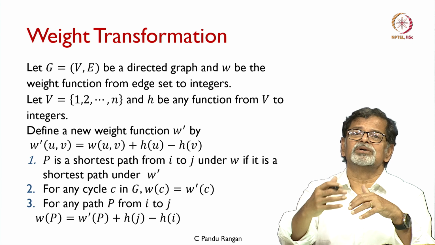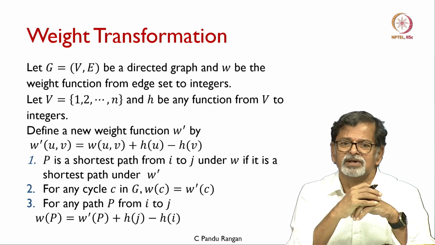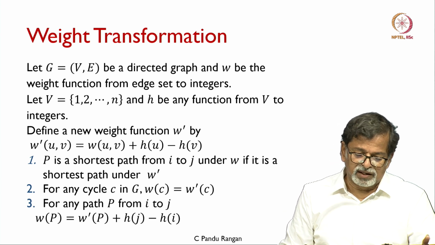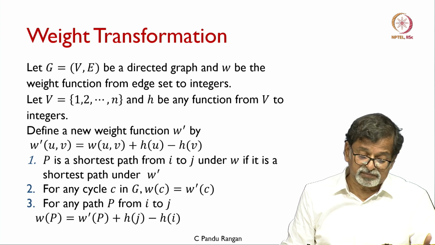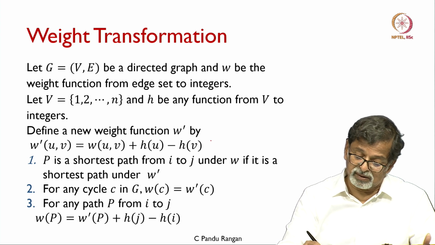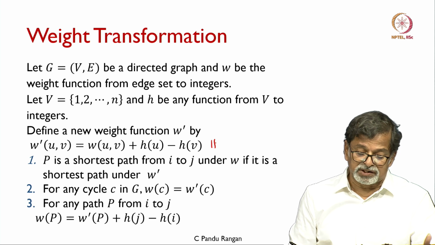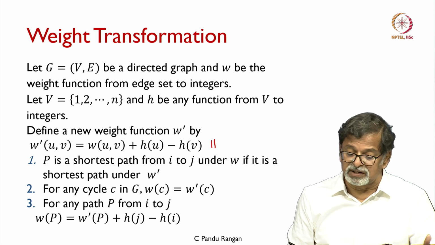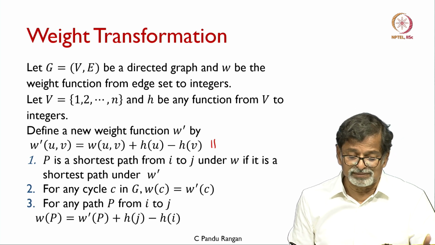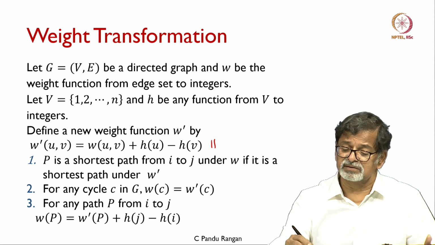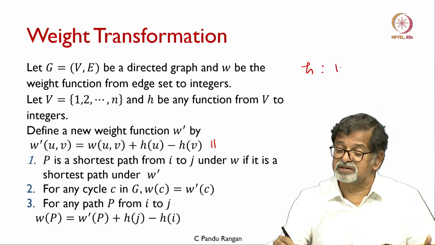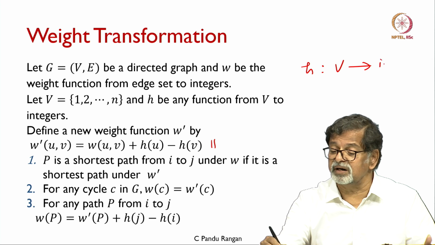We are going to transform the weights. Let us assume that h is a function and we transform the weight in the following way: w dash of uv is w of uv plus h of u minus h of v, where h is just an arbitrary function. H is a function from V to integers.